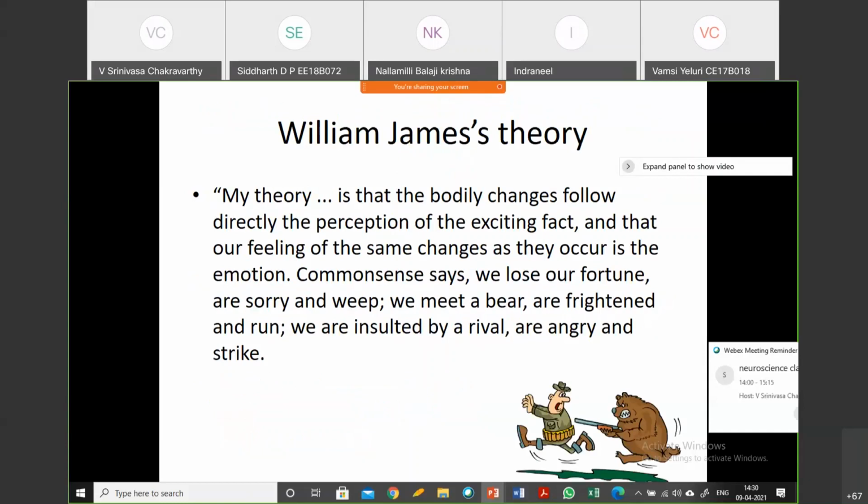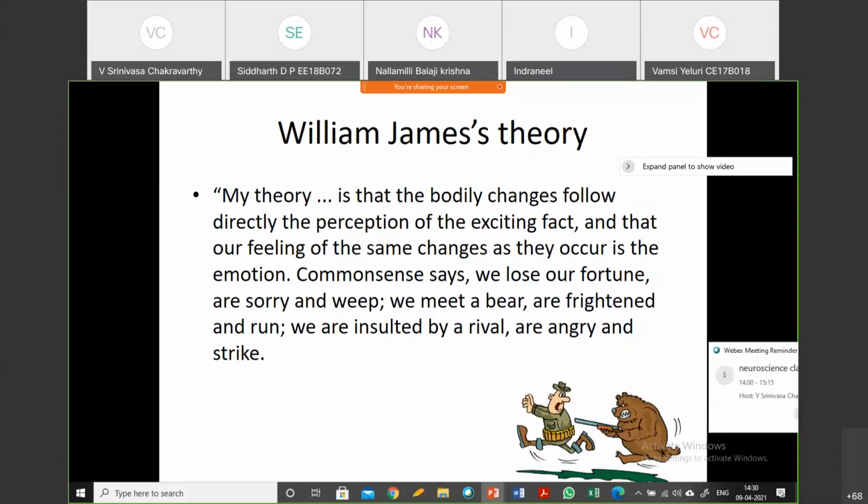So to expand on that theme, what William James says is, "My theory is that the bodily changes follow directly the perception of the exciting fact, and that our feeling of the same changes as they occur is the emotion." Common sense says we lose our fortune, are sorry, and weep. We meet a bear, are frightened, and run. We are insulted by a rival, are angry, and strike.